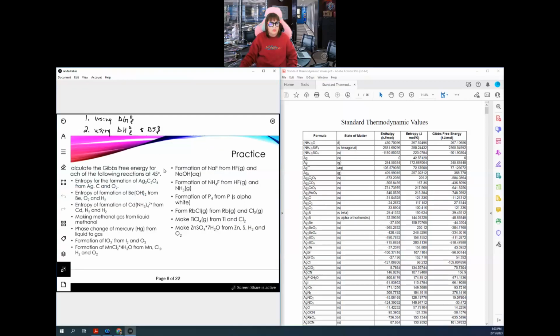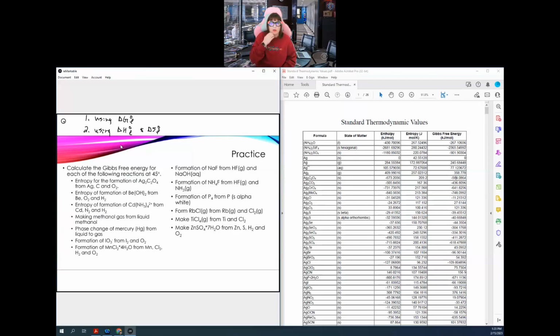So you'll probably notice that I have this pulled off to one side and I have my standard thermodynamic values over here. What we're going to be doing is calculating delta G, and we're going to be calculating delta G in two ways. So the first is using delta G naught F, which is going to be straight from the Gibbs free energy column, this third column, the standard thermodynamic values. The second thing that we're going to be doing is using delta H naught F and delta S naught F, the enthalpy and the entropy, to calculate that value at 45 degrees.